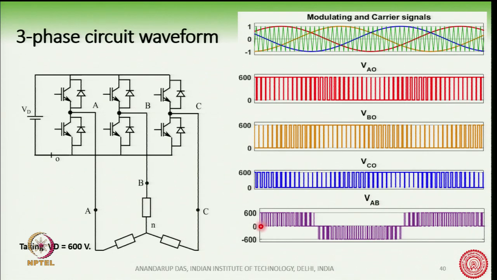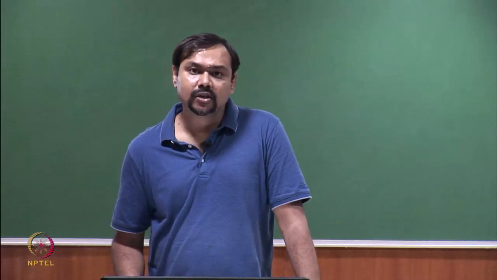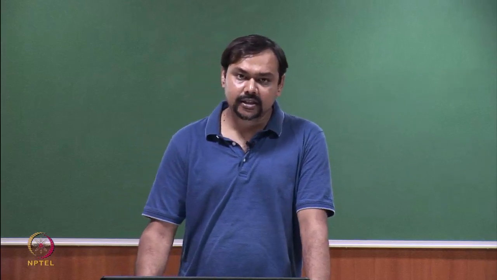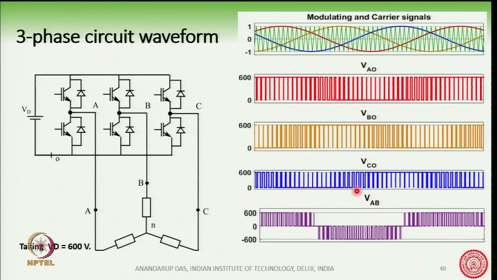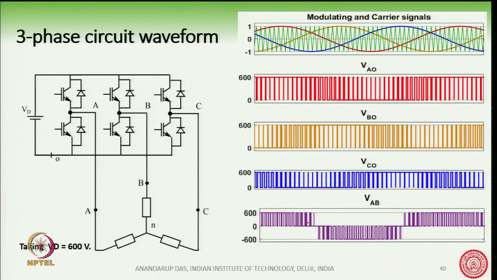And the line voltage, what is the line voltage? The line voltage VAB, for example, is equal to VAO minus VBO. So, therefore, VAB here is equal to VAO minus VBO, and we can draw it like this. The fundamental voltage which is embedded inside this VAB waveform lies somewhere here.